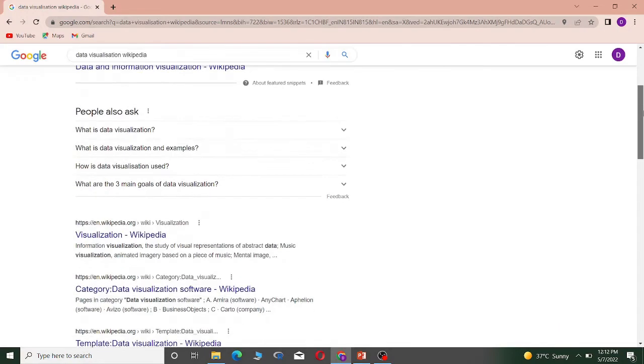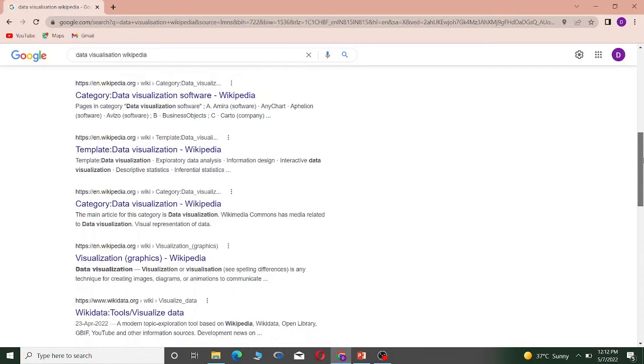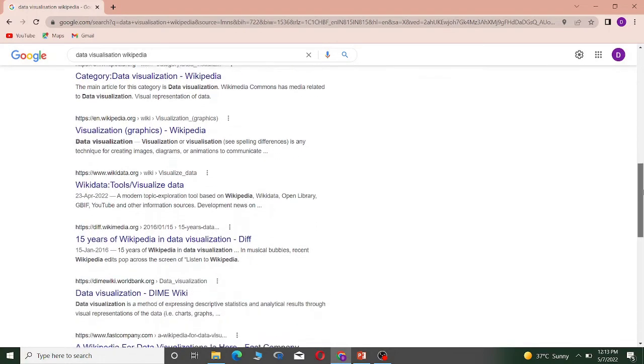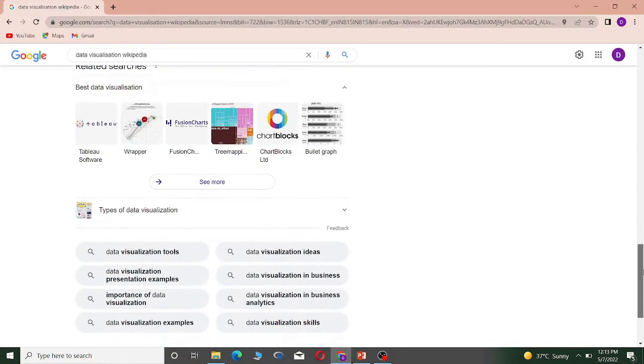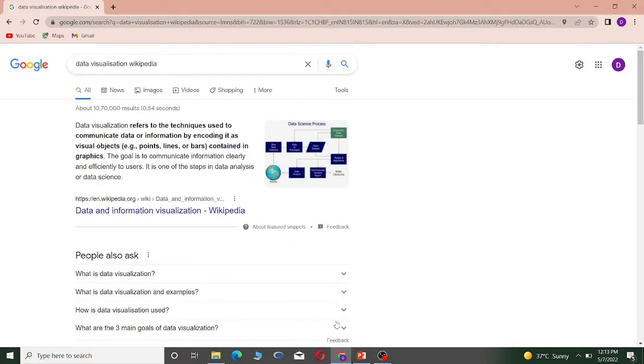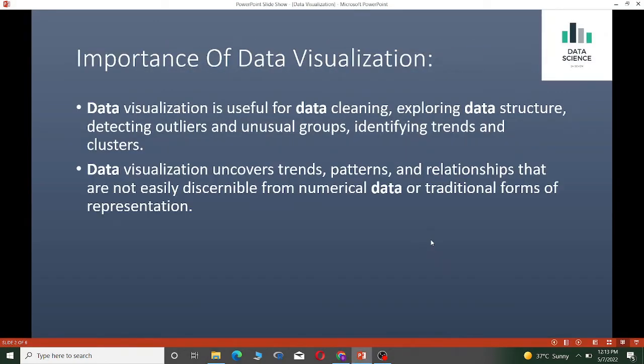Apart from this, I don't think anything is left in the definition. Okay, we are good to move ahead. Its importance.